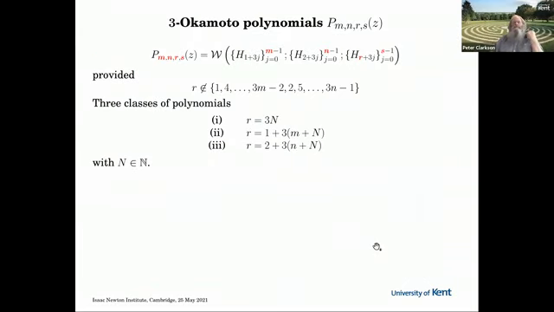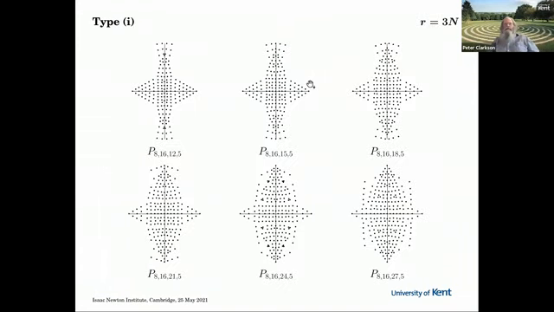And I'll just look at the 3 Okamotos instead, the new ones. And they fall into 3 categories when r is a multiple of an integer, it's 1 plus 3m plus n, or 2 plus 3m plus n, depending on the values m and n here. And again, you can just simply play and get all kinds of patterns.